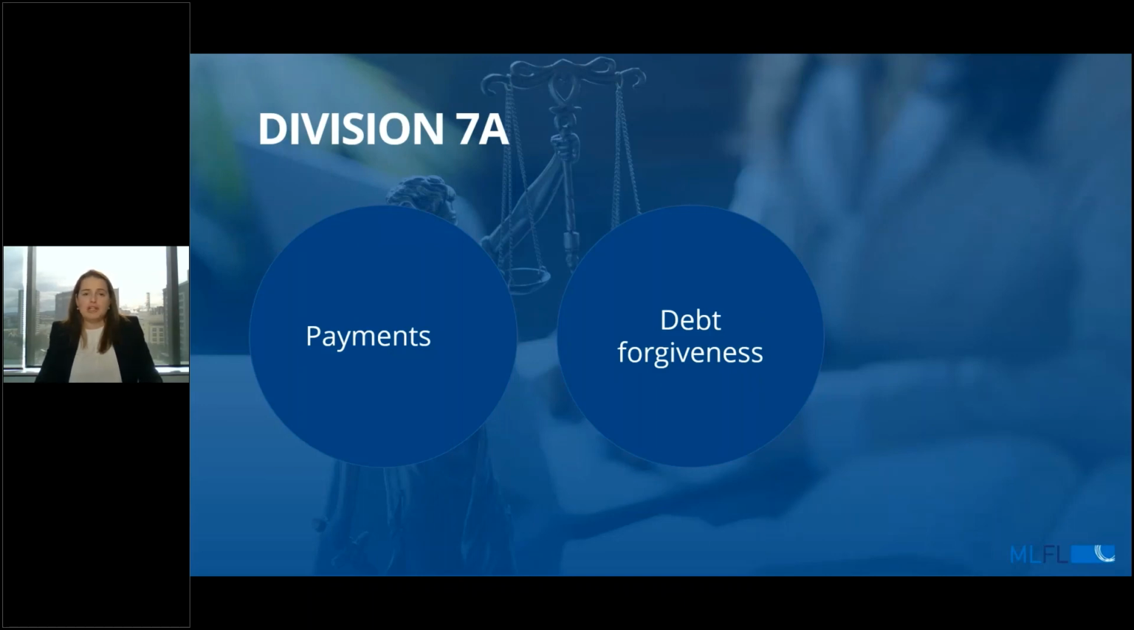Looking at the case of debt forgiveness, a deemed dividend arises where a debt owed to the company by a shareholder or associate to the shareholder is forgiven. Again, a decision to use the debt forgiveness provisions in the context of property settlement orders should only be done upon accounting advice.